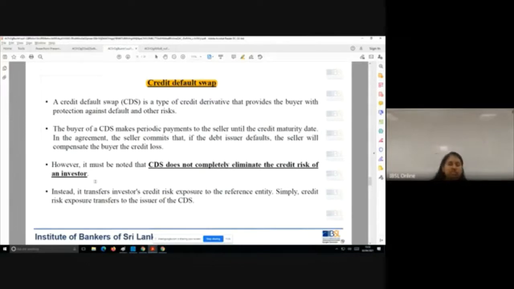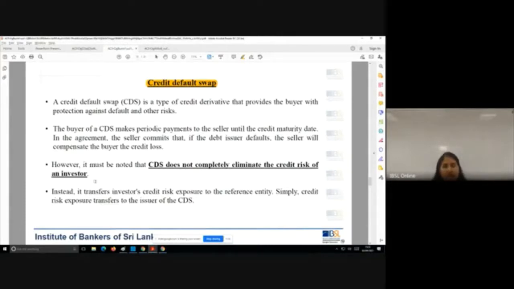Why will the protection seller reimburse them? Because annually they have paid premium. They have to pay premium annually. Let's say there was no default during the investment maturity. Then the protection seller is very, very happy. Why? All the premium is their return. They didn't have to pay a cent back. That's what they hope for.